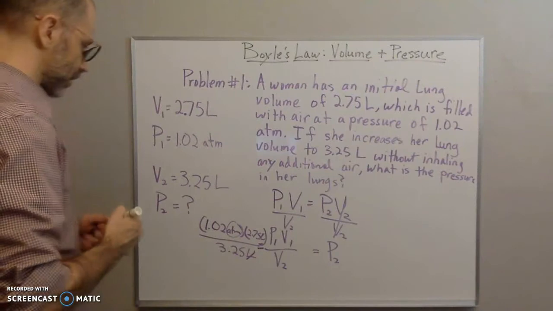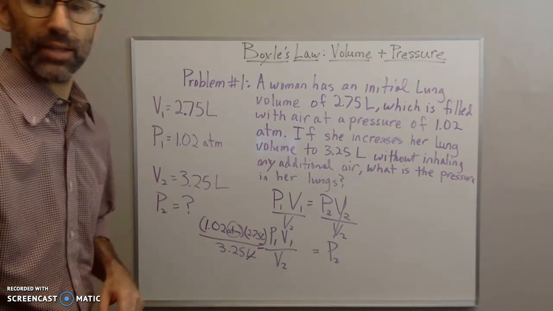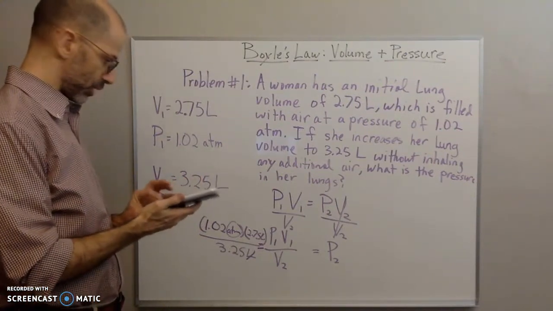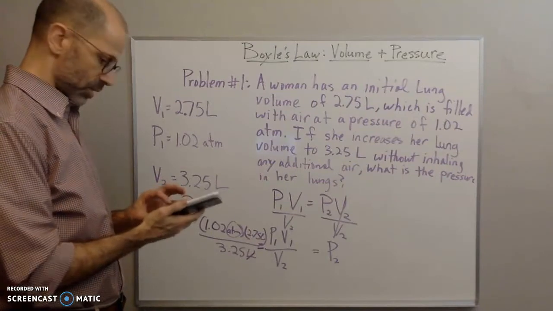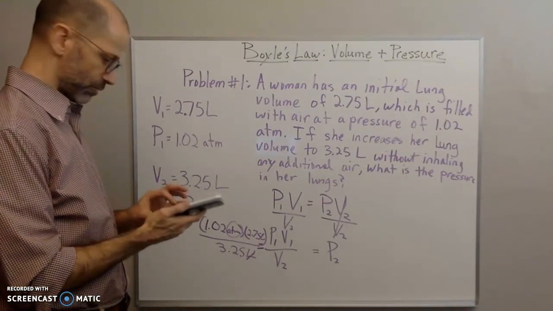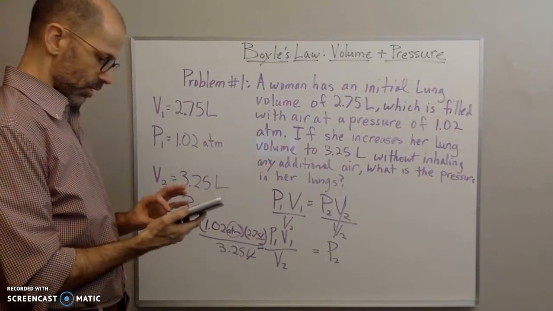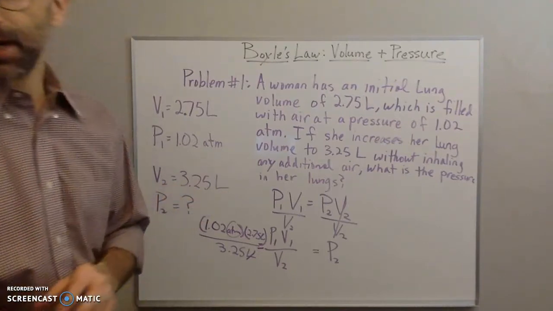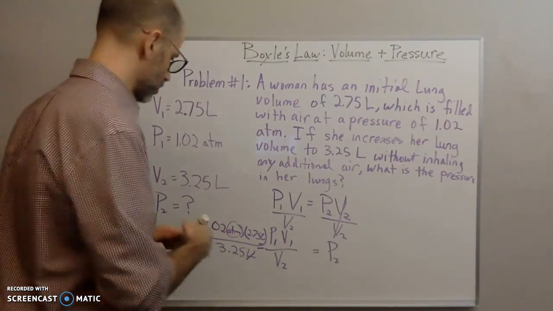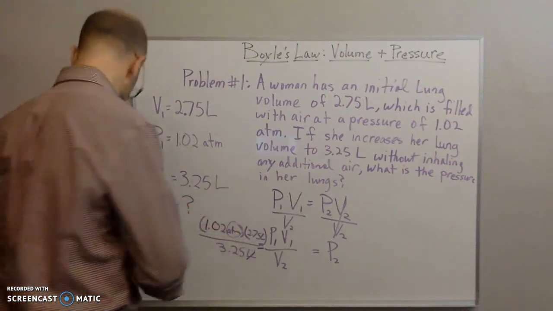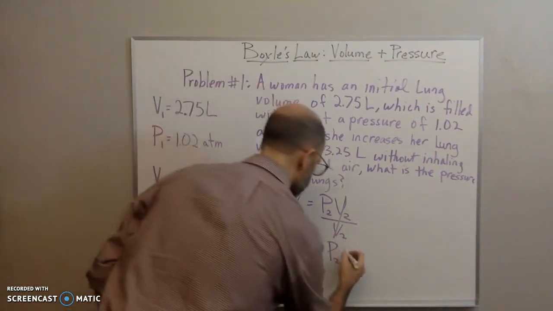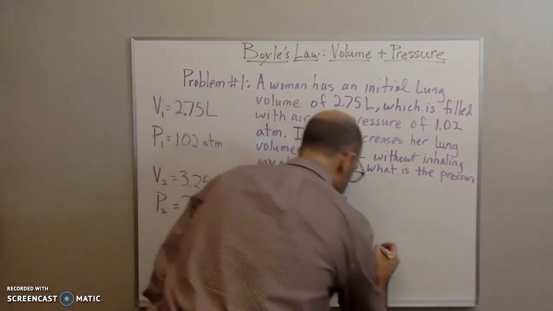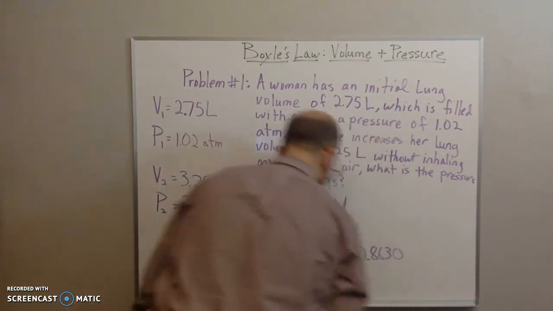So now all I need to do is calculate the answer. So here I have 1.02 times 2.75 divided by 3.25 equals. And I get an answer. I'll just put it over here. The answer is 0.8630.